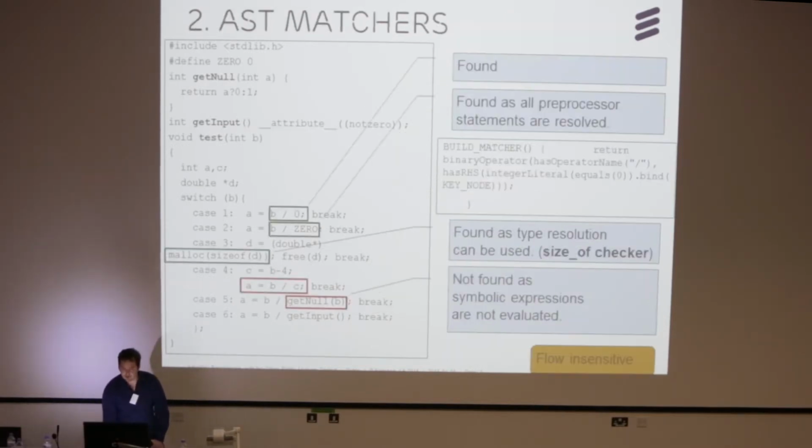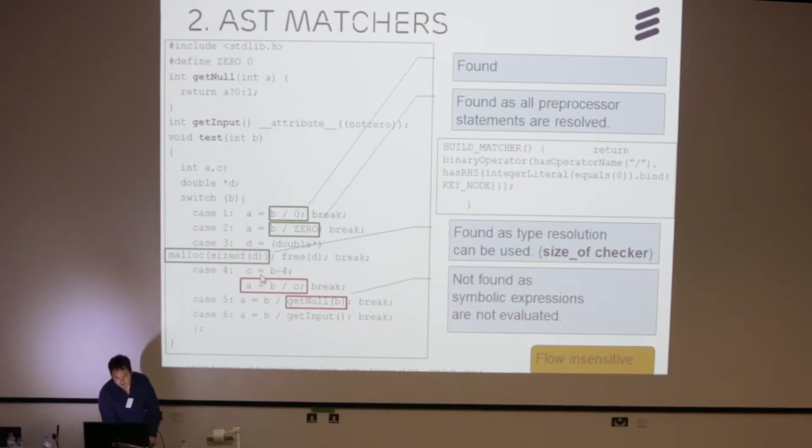The next type of matchers is AST matchers. This is, for example, something you can implement in Clang-Tidy. So Clang-Tidy type of checkers are AST matchers. The matcher that you implement works on the abstract syntax tree. So you're looking for a binary operator that has the operator name percent, and a right-hand side which is an integer literal that equals 0, and that will match all these three locations. Macro expansions are handled properly.